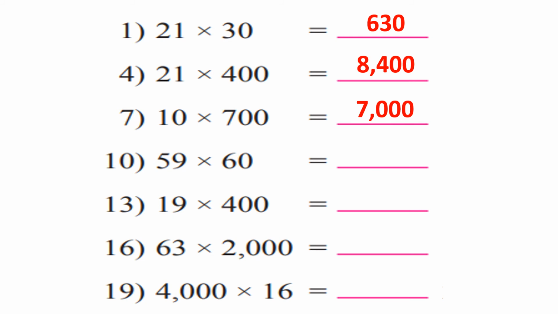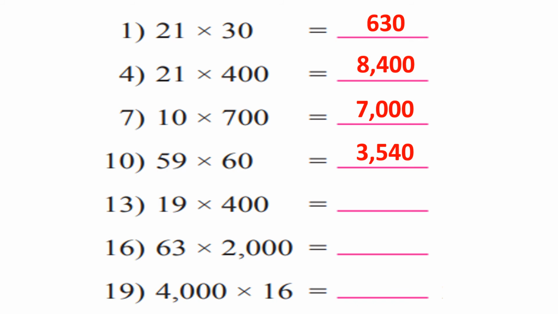Number 10. 59 times 60. 60 has only one 0. You write here 0 first and then you multiply 6 times 59. 6 times 9, 6 times 5. The answer is 354. And then you have 0. The answer all is 3,540. Correct, students?